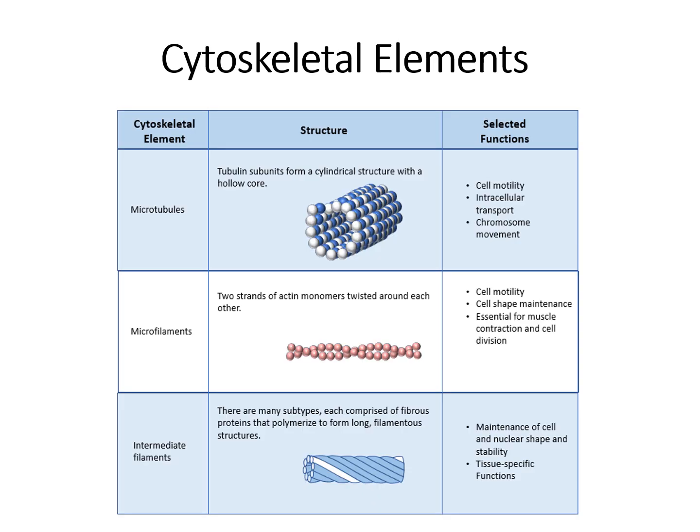This table helps visualize the differences between the three main components of the cytoskeleton. It compares their structure and function, showing how each type, microtubules, actin filaments, and intermediate filaments, plays a distinct role in maintaining the cell's shape, movement, and internal organization.